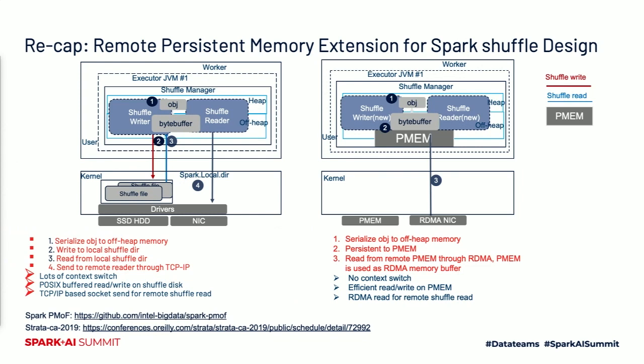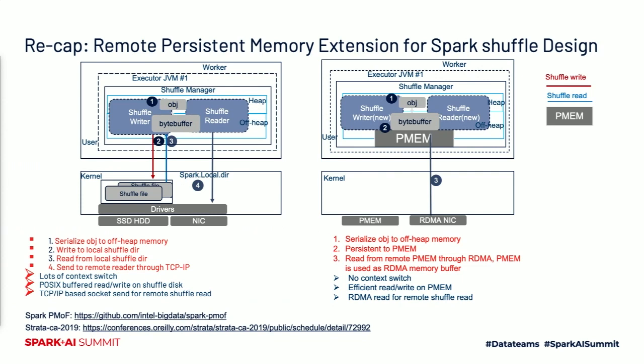To address those performance challenges, we developed the remote persistent memory extension for Spark Shuffle, basically like the red picture showing, where we serialize the object to the off-heap memory directly, and then persist it to persistent memory using the user space PMDK library. Then we will read through the remote persistent memory through RDMA read. The RDMA memory region was registered with the persistent memory address.